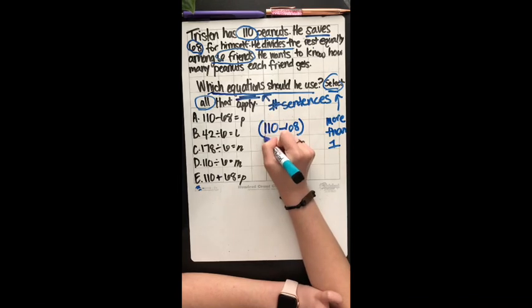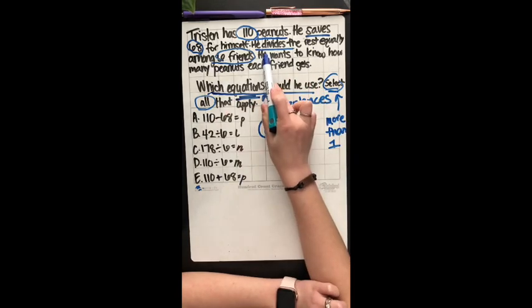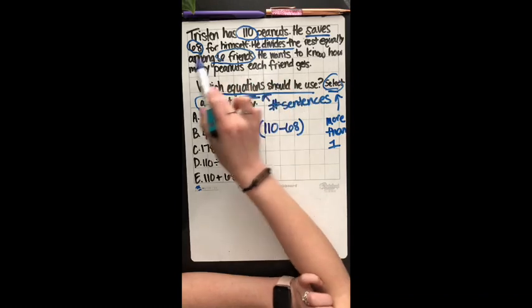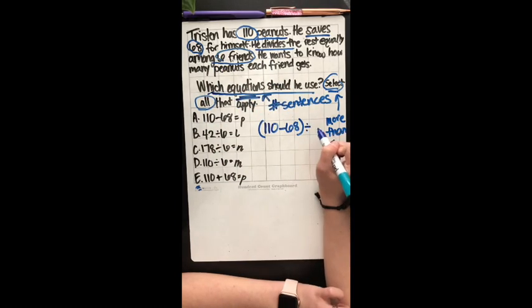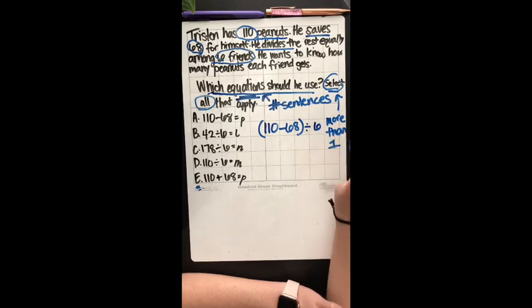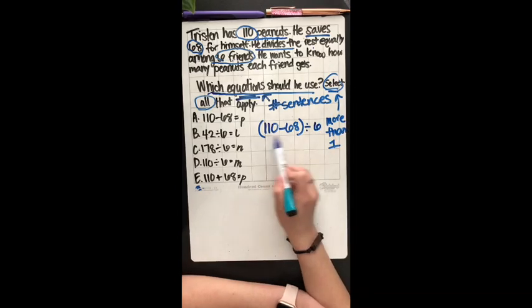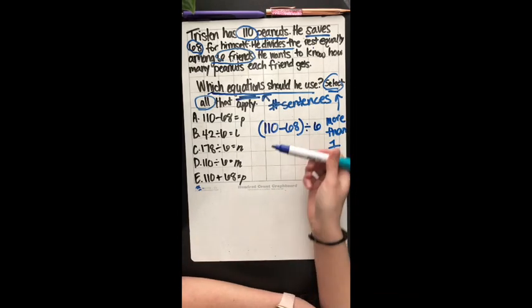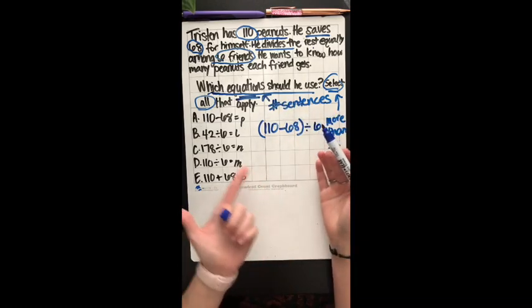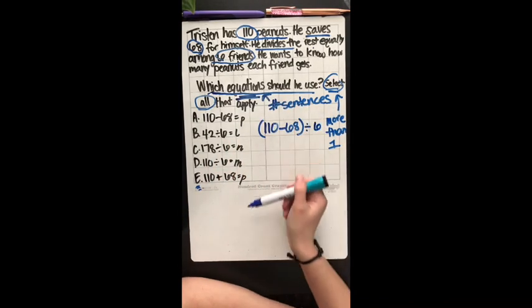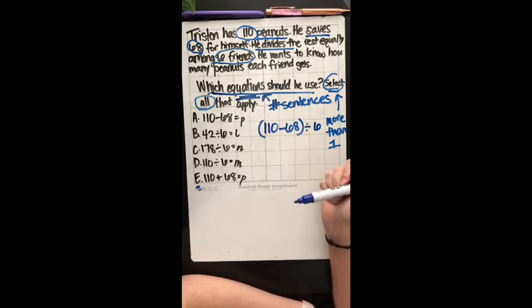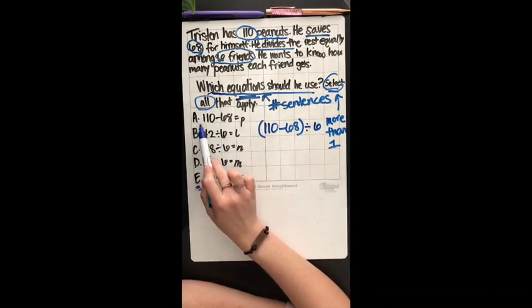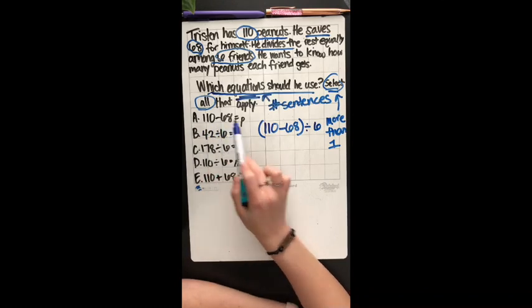I'm going to do that first. And then what would I do next? Divide the rest equally among 6 friends. So then I would divide that by the 6 friends. So this is the equation that I would use to solve it. Before I find my answer, I'm going to look and see which of these match what I have already done. So here first, A, 110 minus 68 equals P.